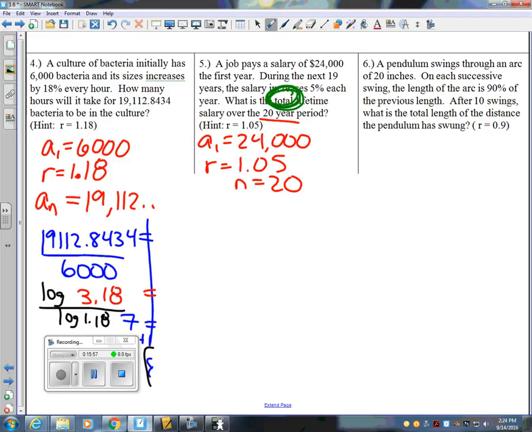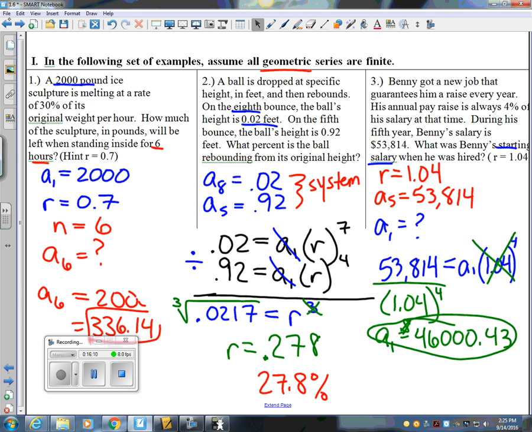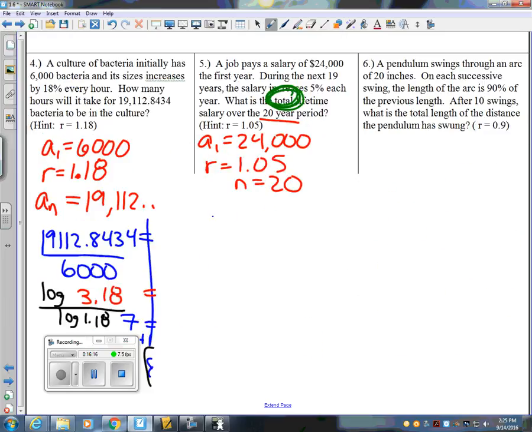So, is this one finite or infinite? It's finite. Two reasons why it's finite. One, it has an N in it, and we have an N. The second reason is in the directions. It says these are finite. All right, so S equals, I'm using the sum formula right here.